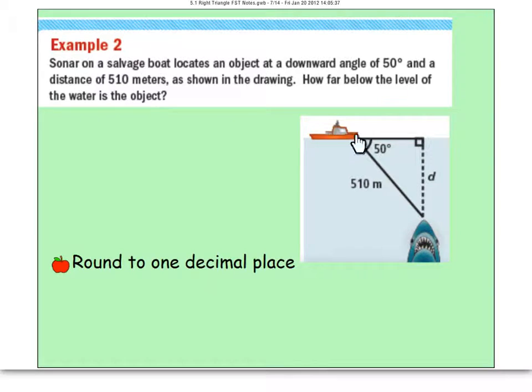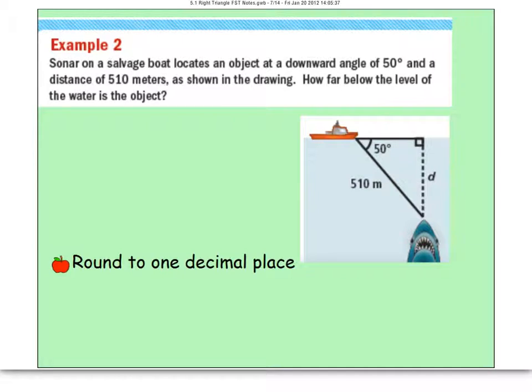So again, imagine you turn it on here, and then when it kicks in, it goes down and it looks, and here's where it found it, 510 meters down. Looks like it found a shark. How far below the water is this object? So D is what we want to find.